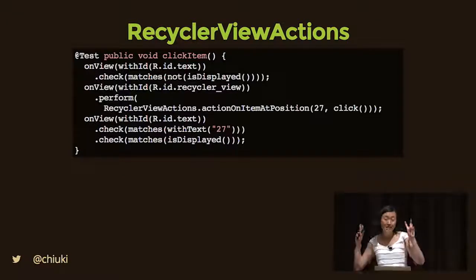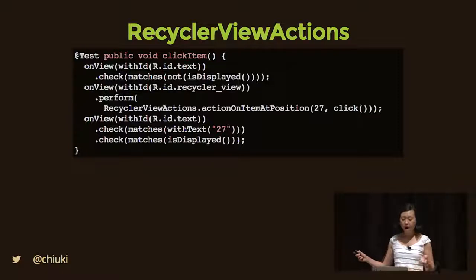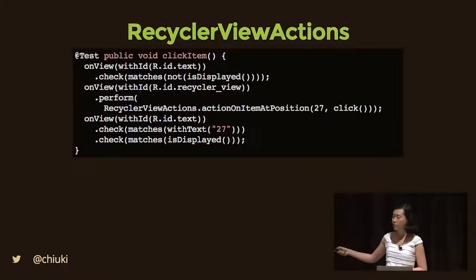So let's go through an example. Here is the same test, functionally, right? We verify that the footer is not displayed, and then we are going to click on the item and then verify that it's displayed. However, the meat of it is completely different. We start with onView with ID recyclerView to find the parent, and then we go ahead and perform this really, really long function, which is available to you in Espresso. In the RecyclerViewActions, you can use these to pinpoint items. In our case, we are calling the one at position. So we say at position 27, click on it.